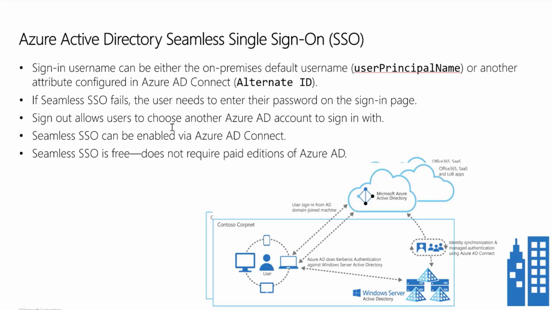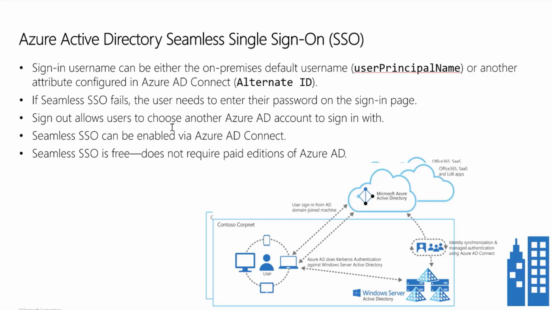Seamless SSO is an opportunistic feature. If it fails for any reason, the user sign-in experience goes back to its regular behavior. That is, the user needs to enter their password on the sign-in page. So even if the SSO is down, the users will not be affected. They just have to enter their password.